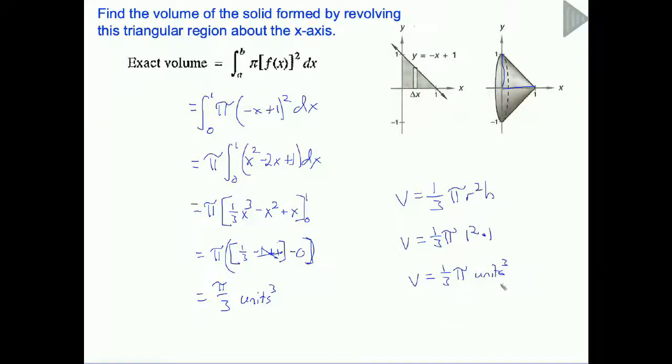Obviously, if we think about this, the geometry way is easier to get this one, and that's because it was a shape that we're familiar with. Once we get away from having a line here, we wouldn't necessarily have a shape like a cone that we're familiar with.